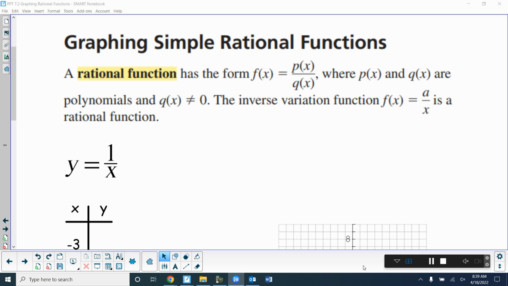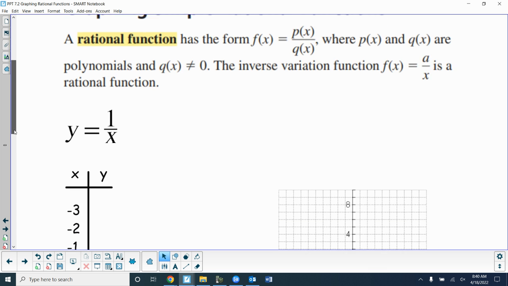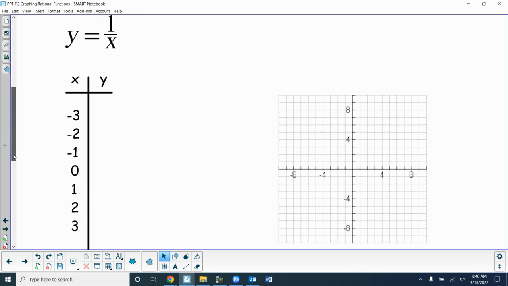And section 7.1, which we skipped, talks about variation problems. And so an inverse variation is a fraction, basically. Okay? It's a rational function. So here's your parent rational function, y equals 1 over x.